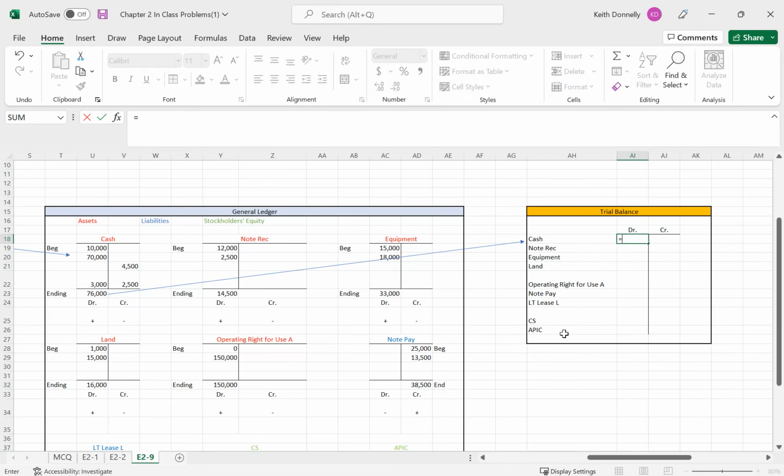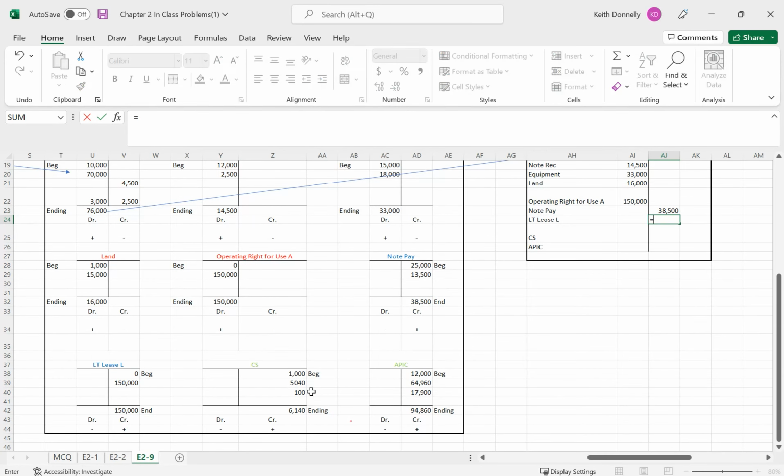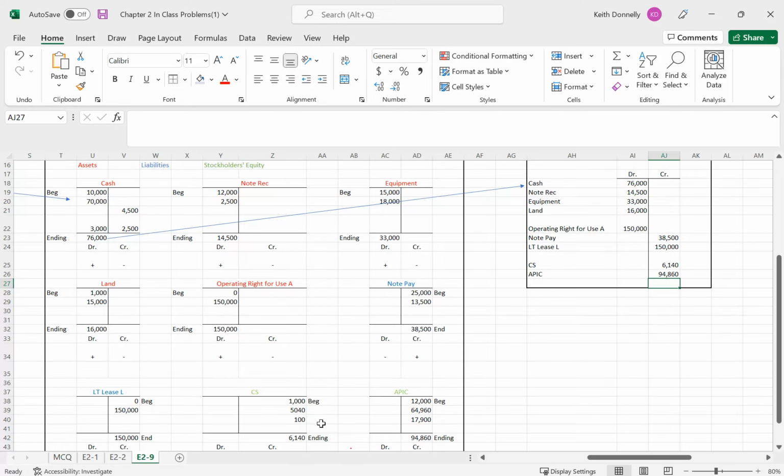Right? So in this case, for purposes of our trial balance, we have a debit of 76, 14.5, 33, 16, 150. Here we got to flip over, right? It's a credit over there. 38.5, 150, 61.40, 94, 860. Right, I'll give you a few seconds to look at that there. Again, where are we getting it? It's just the ending balances from over there.